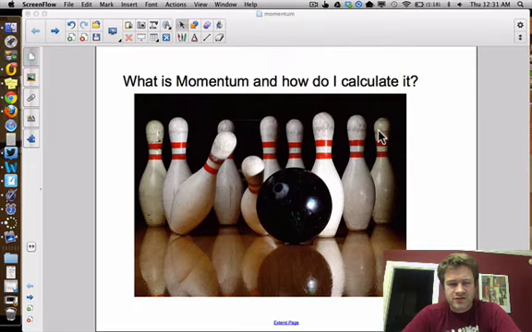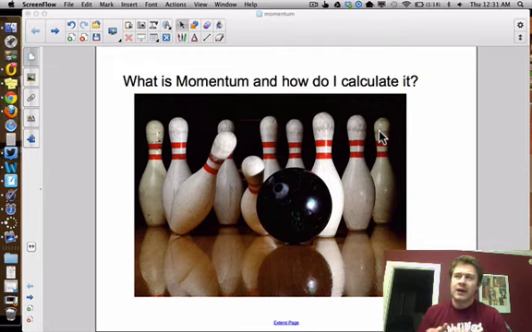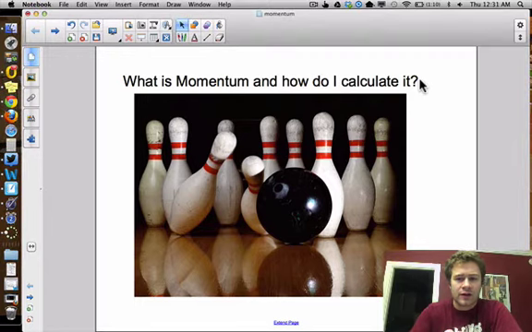Alright class, this is Forces Lesson 1.1: what is momentum and how do I calculate it? What you guys have done in the lab is practice looking at a bowling ball, or a ball, and a ping pong ball, and how that affected the pins that you had to deal with. So we're going to be looking at calculating momentum and how mass and other things affect it.